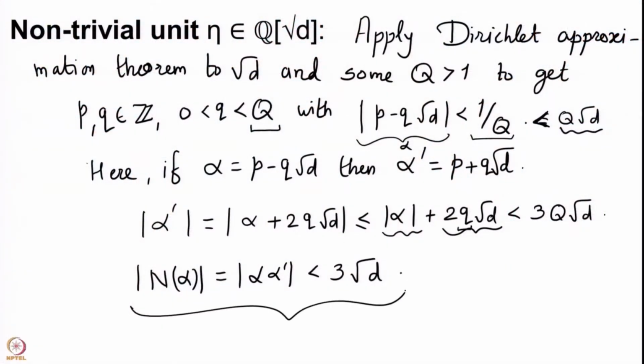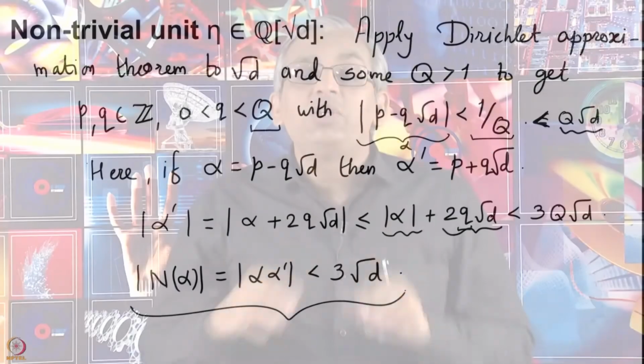But we know that root D is an irrational number. So, there are infinitely many p by q which are going to give us good approximations to root D, and so there are infinitely many norms, but the norm is an integer and its modulus is bounded by 3 root D. So, there are only finitely many possibilities for the norm, which means that there will have to be one value of norm for which you will have infinitely many p by q such that the corresponding p minus q root D gives you that particular norm.